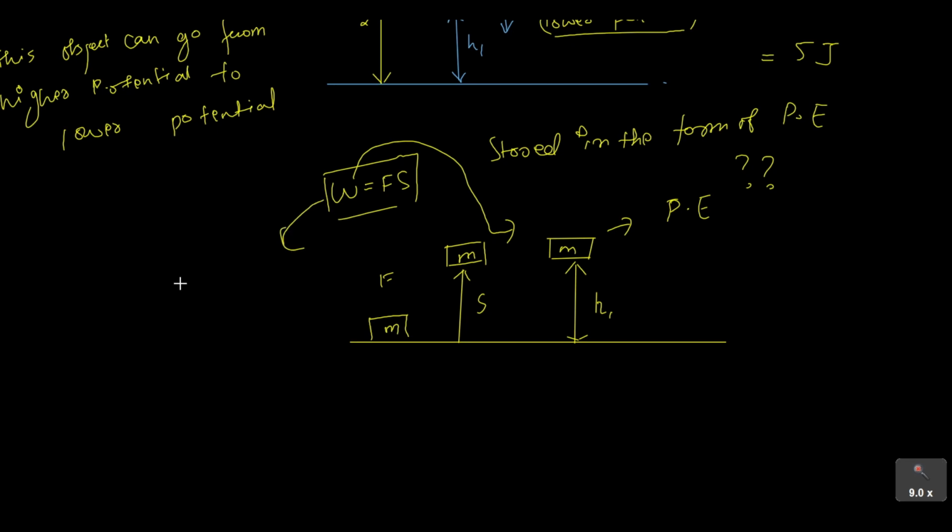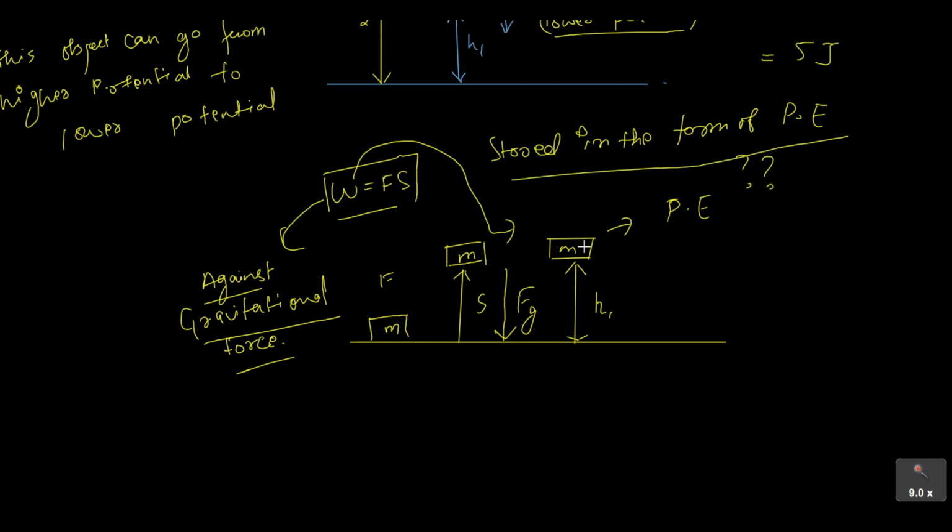There is one force which is trying to pull it down, that is the gravitational force. So this work is done against the gravitational force, and it is stored in the form of potential energy. That is how this mass gained potential energy. If I have to bring the mass higher, I need to do more work, and more work means more potential energy. That is why when you increase the height, the potential energy also increases, because you need to do more work against the gravitational force.